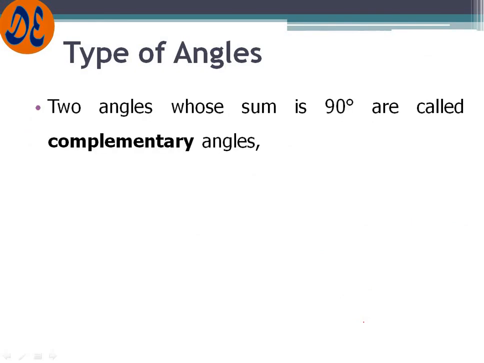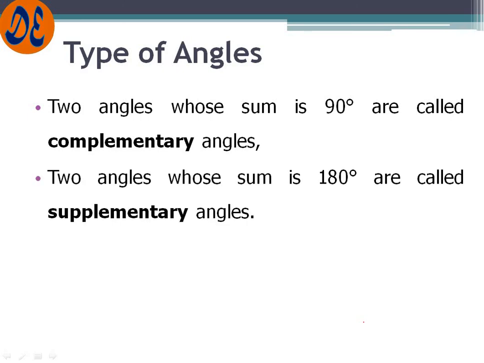Now other types of angles. If the sum of two angles is 90 degrees, they are called complementary angles, and if the sum of two angles is 180 degrees, they are called supplementary angles. To remember this, you should remember that C is an alphabet which comes before and S comes after. So we can say C is smaller than S, and so complementary is smaller than supplementary. So 90 and 180, if you remember, complementary angle is smaller than supplementary angle.